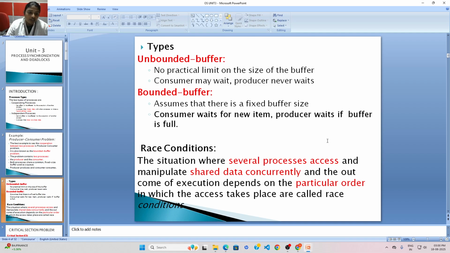Next, the most important condition: the race condition. Why is the race condition most important? The situation is that several processes access and manipulate some data concurrently, and the outcome of the execution depends on the particular order. What I am telling is that in a race condition, many jobs are assigned. If data is continuously shared, then during execution some problem will definitely happen. It will be prevented by handling the race condition.